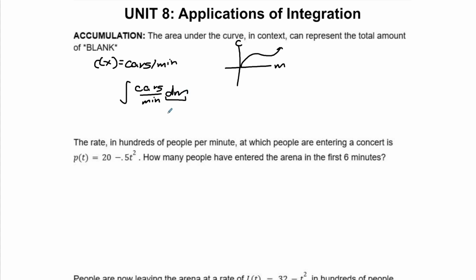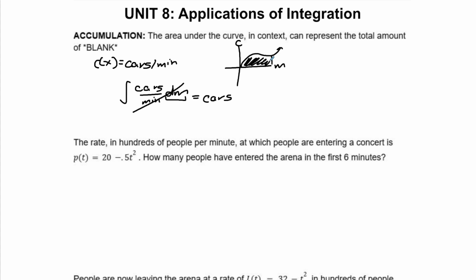And dm actually represents the change in minutes. So technically, we can cross these out from a theoretical standpoint, just unit-wise. So this would equal cars. Okay, so when we integrate this, we're just going to get cars. So what the area under this curve would represent is the total amount of cars that have entered the parking lot. So we're going to have questions like this.